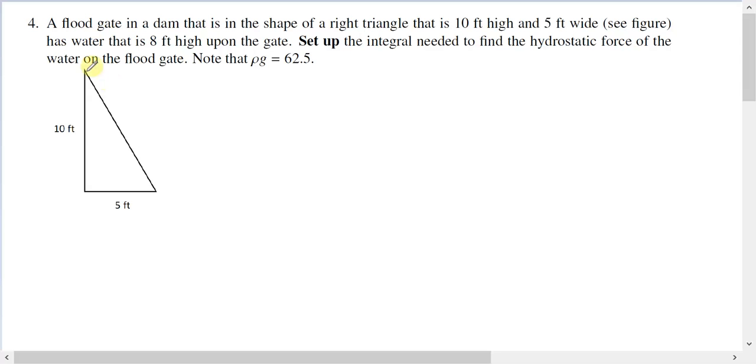Number 4, we've got this floodgate that's in a dam, and it's in the shape of this triangle, and it's got water up here at about 8 feet. And we want to know the hydrostatic force acting upon the dam. So all of this underneath that blue line is what the water is acting upon. And so what we do is we need to put the origin somewhere.